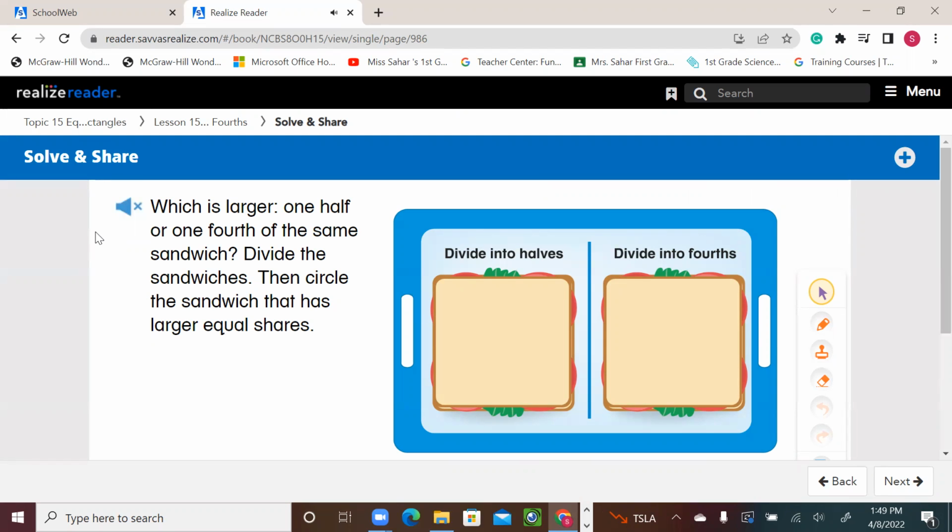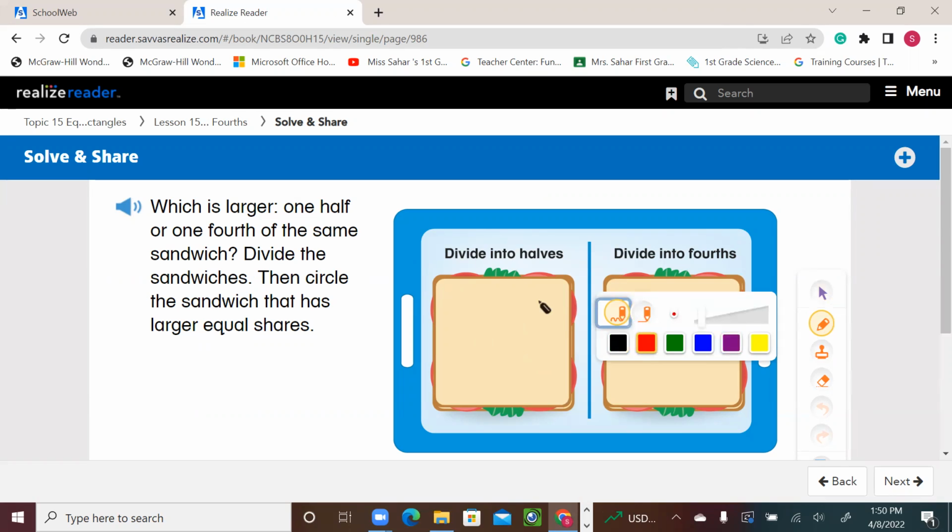Which is larger, 1/2 or 1/4 of the same sandwich? Divide the sandwiches. Then circle the sandwich that has larger equal shares. All right, so we have two sandwiches. One we're gonna divide into halves, two halves, and one we'll divide into fourths or quarters. So let's see.